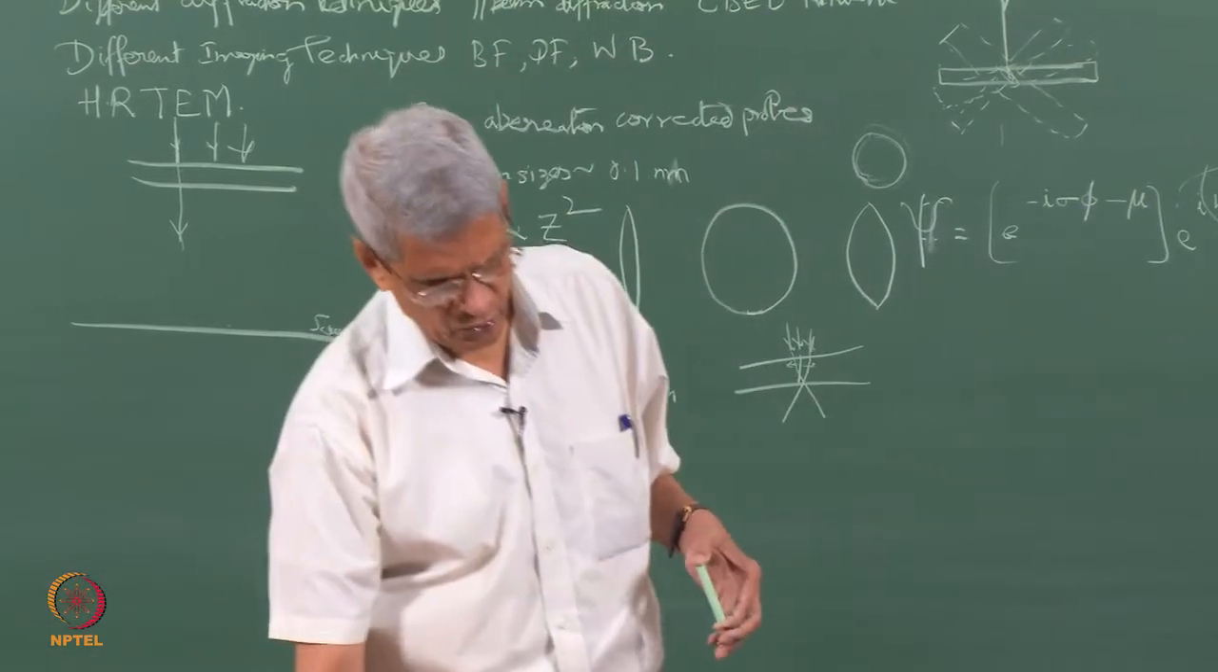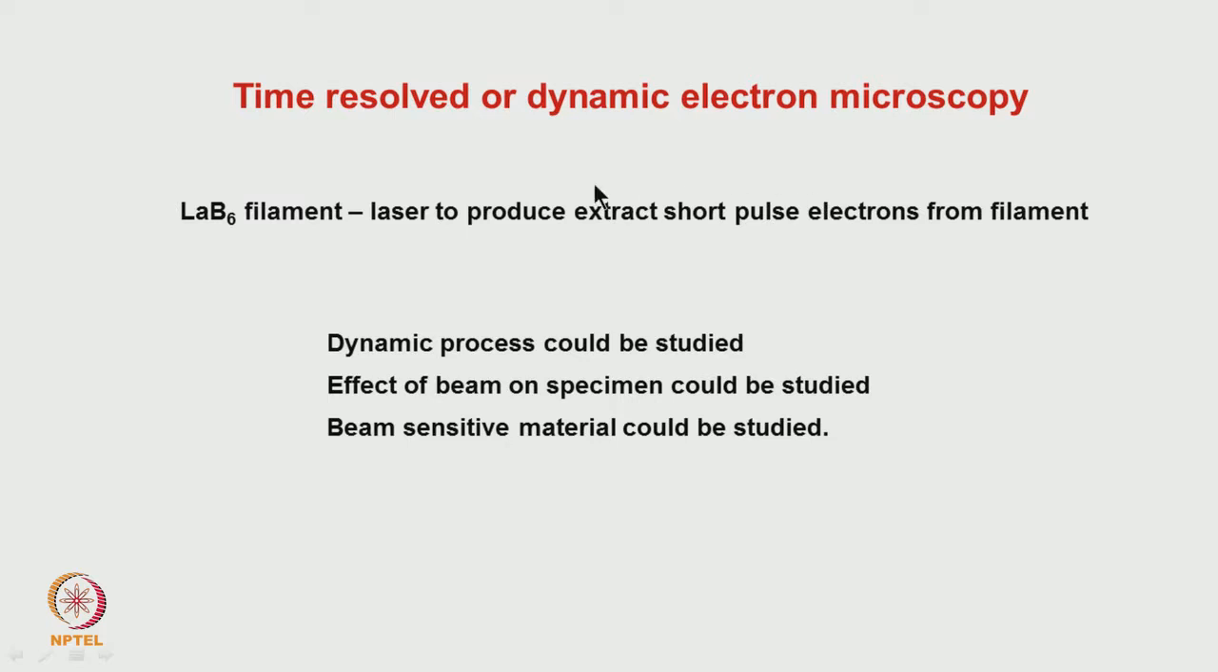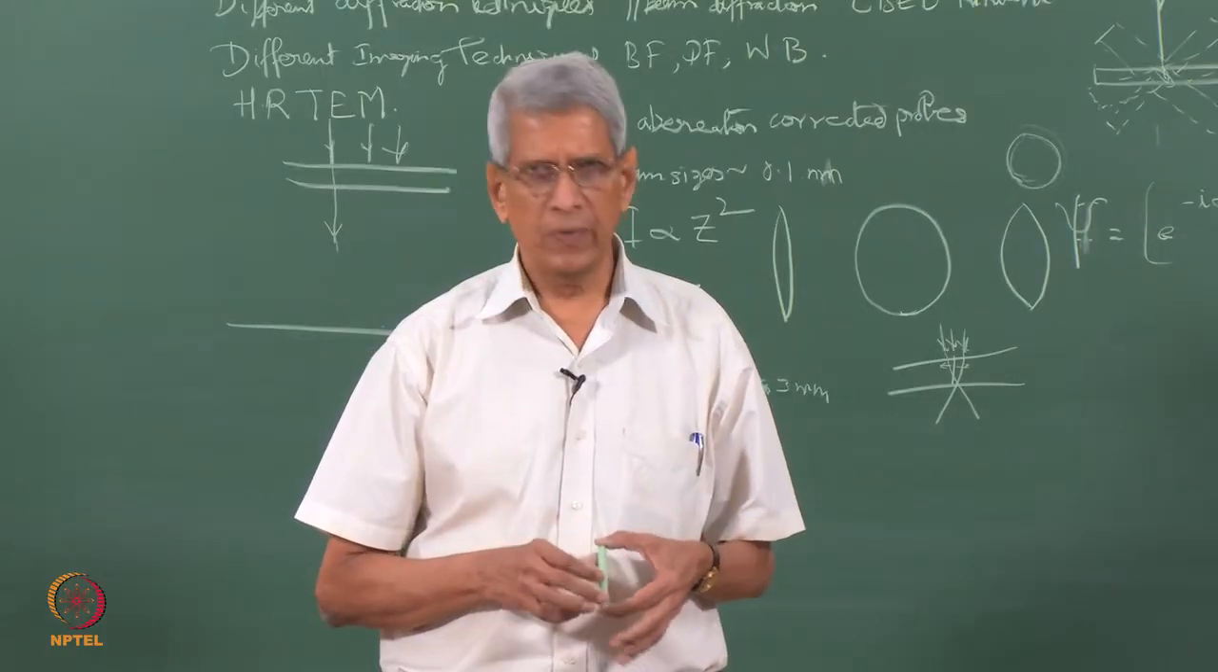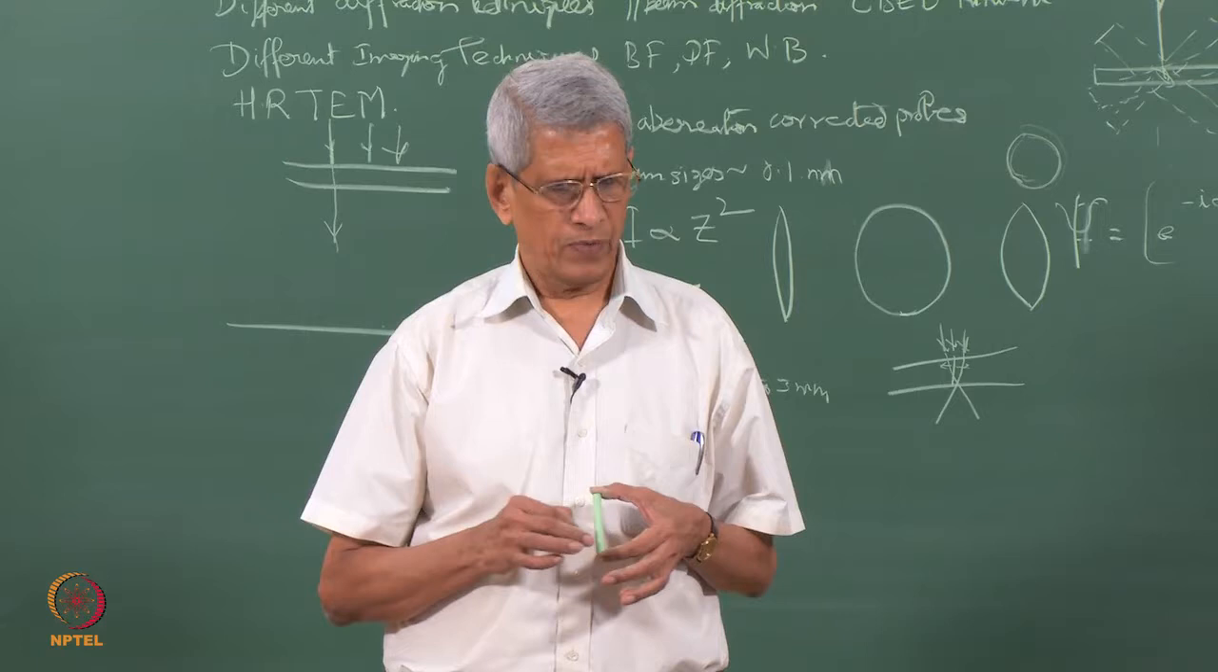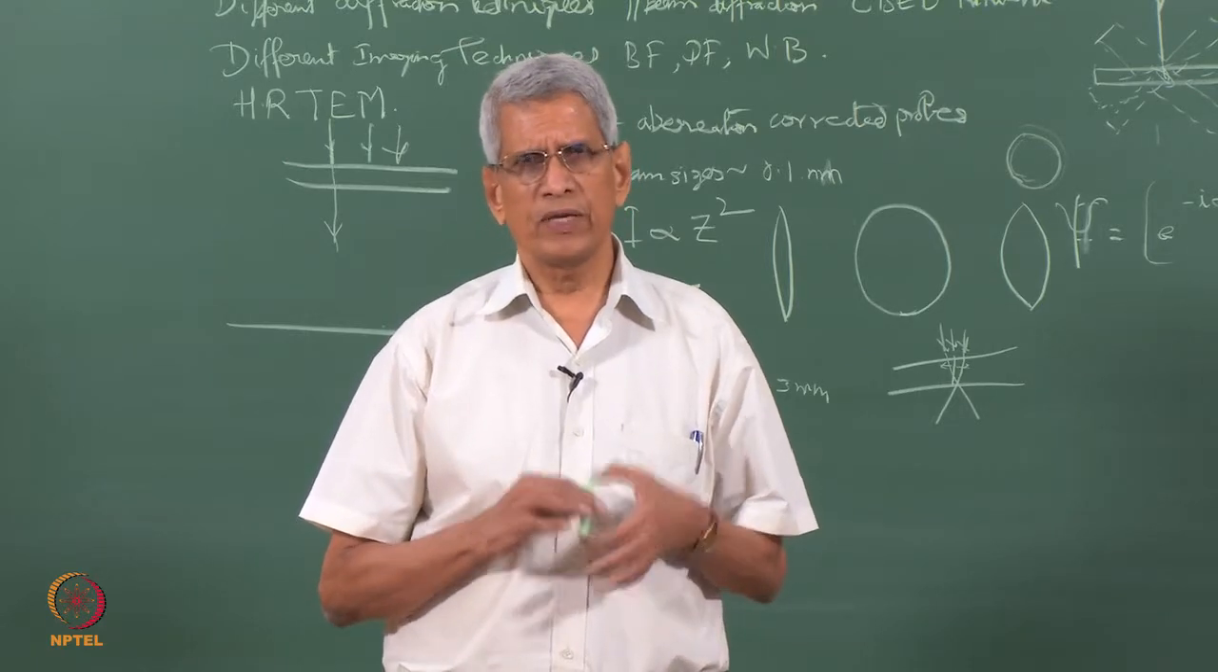Since these photoelectrons are narrow in energy spread and come out as short pulses, they are then accelerated to high energy and allowed to pass through the sample. So, all the information about the interaction of the beam with the sample for each of the pulses is collected. So, this way we can get information.